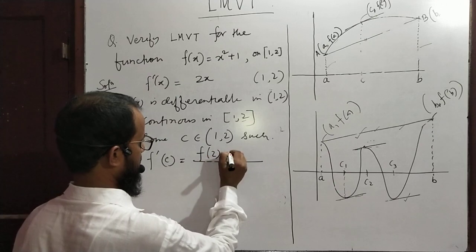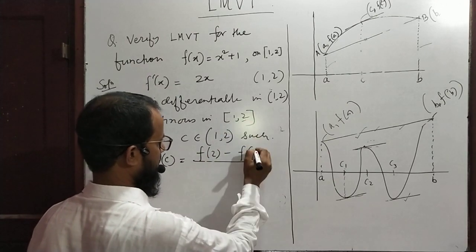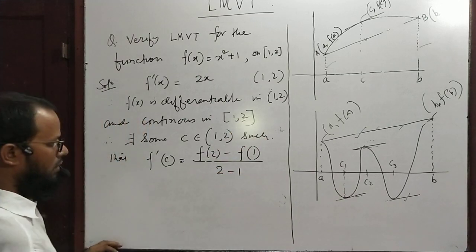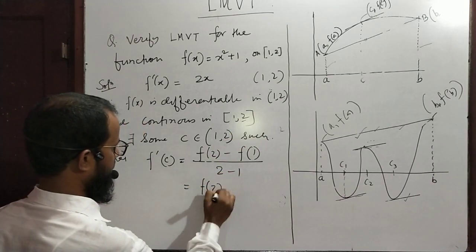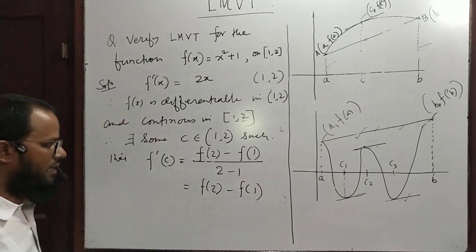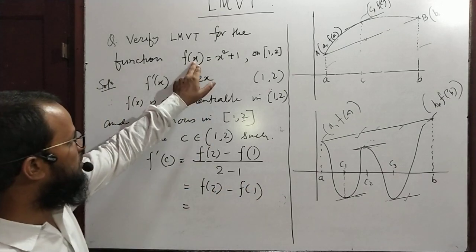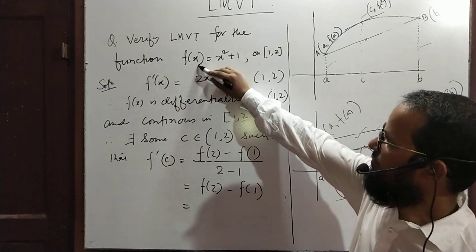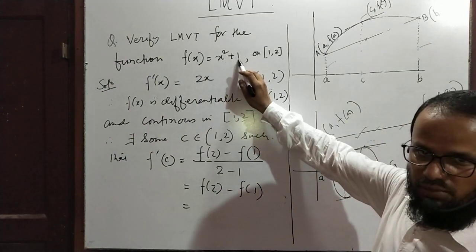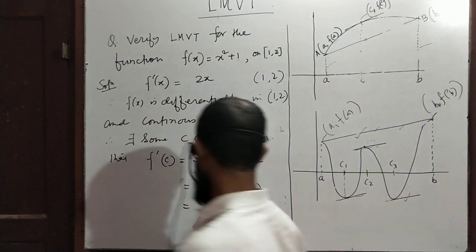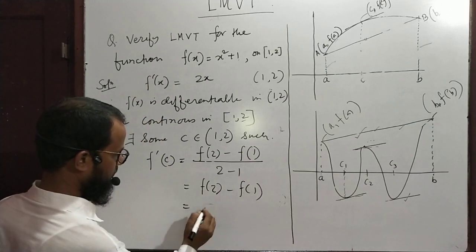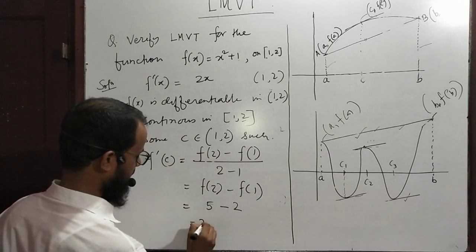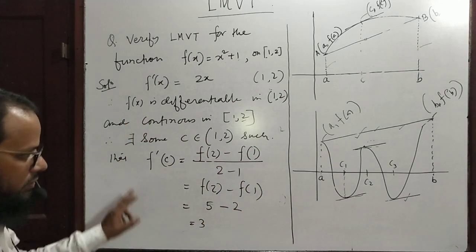That is, f(2) minus f(1) divided by 2 minus 1, which is equal to f(2) minus f(1). What is f(2) actually? By replacing x by 2, f(2) equals 2 square plus 1, that is 5. And f(1) equals 2. Finally you are getting 3.